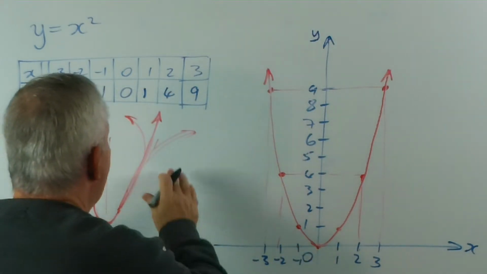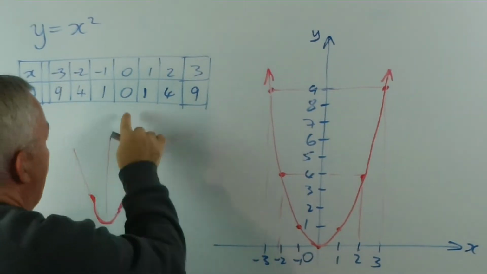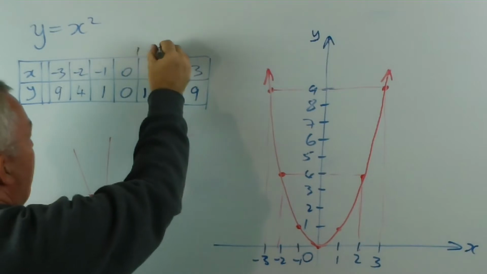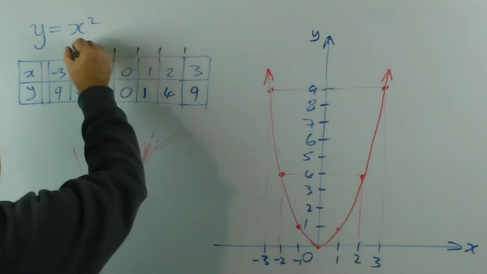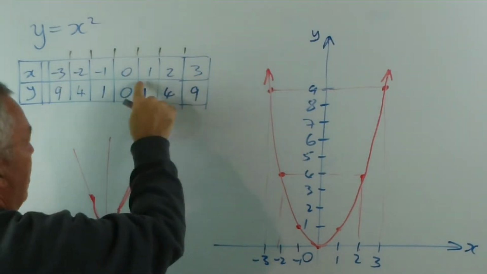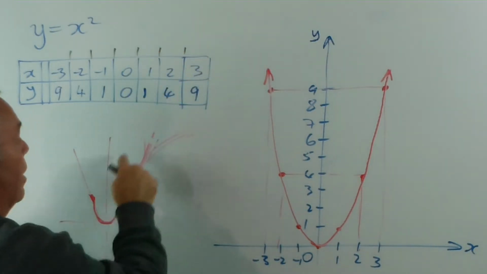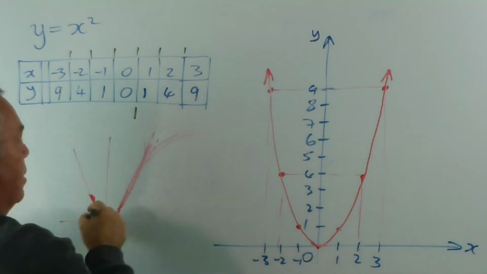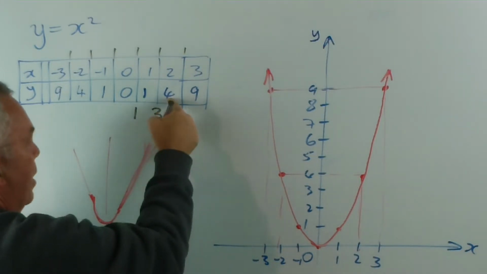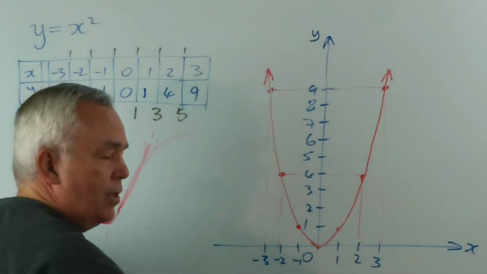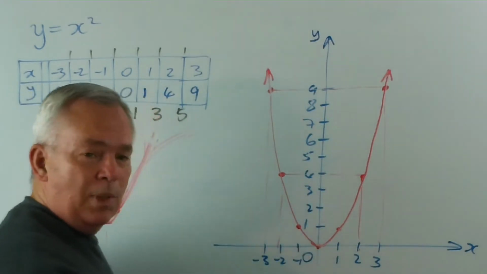remember our gaps. Our gaps were that when the x value kept jumping by 1, so 0 plus 1 is 1, 1 plus 1 is 2, 2 plus 1 is 3, the y value jumped 1, and then it jumped 3, and then it jumped 5, and then it would jump 7, and so on. Look at how this will help us graph.